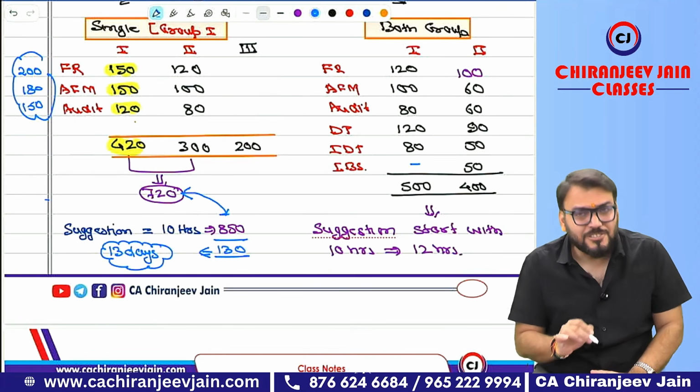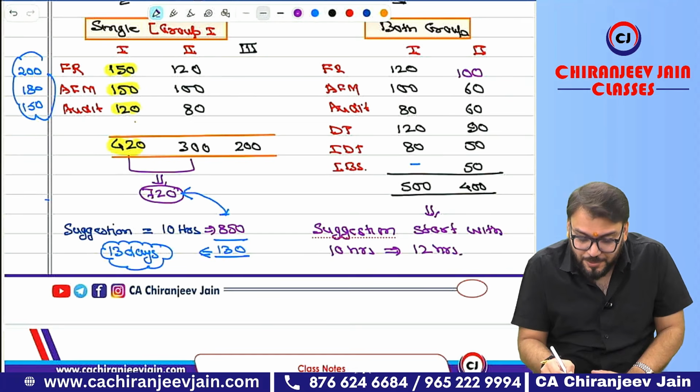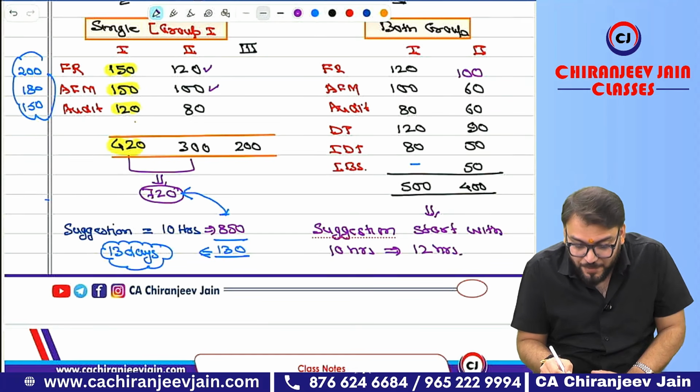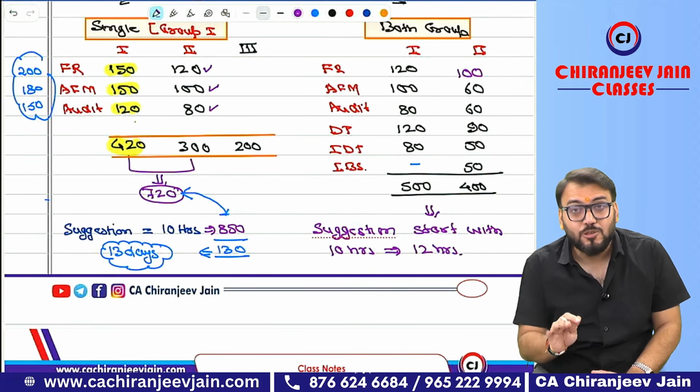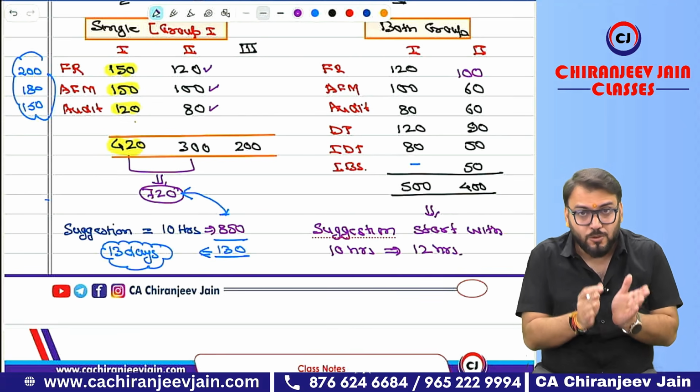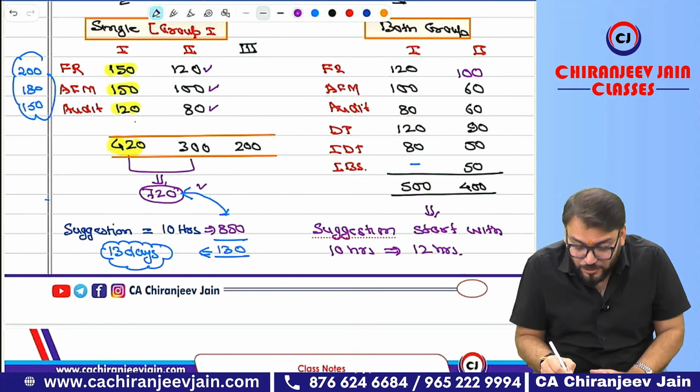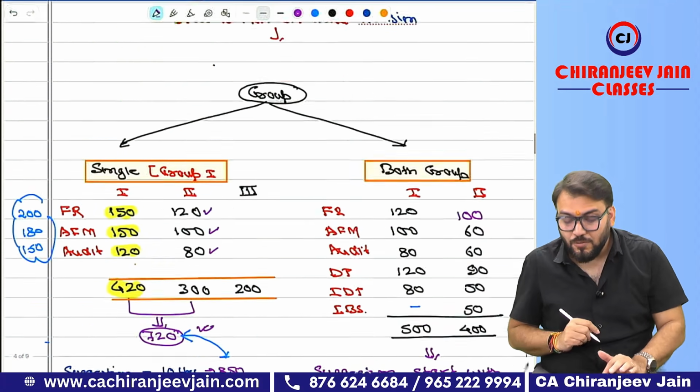Okay, sir. Now, coming to second revision. For second revision, for FR I have given 120, 100 for AFM and audit, 80 hours. Means in total, you require 300 hours. Means you can see for group 1, 2 revisions, you require 720 hours. 720 hours. Now, listen carefully.